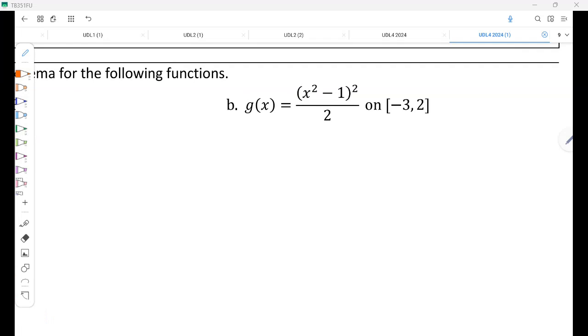Here's a good one. Do I have to use the quotient rule to solve this? No, because it's really, in a way, just 1/2 x squared minus 1 squared.